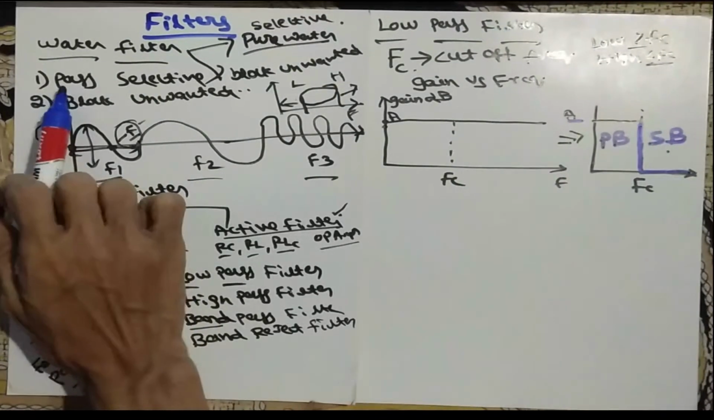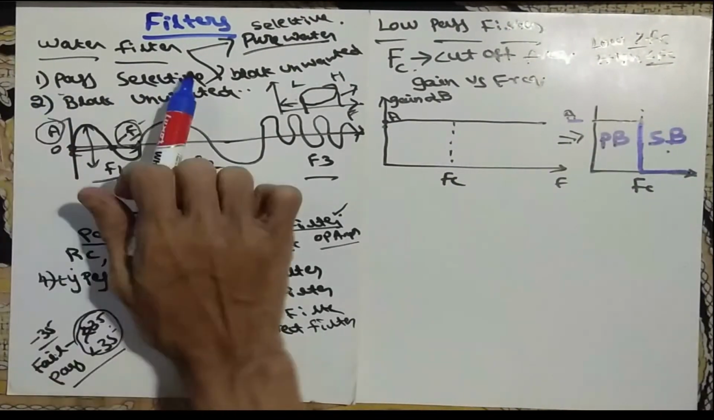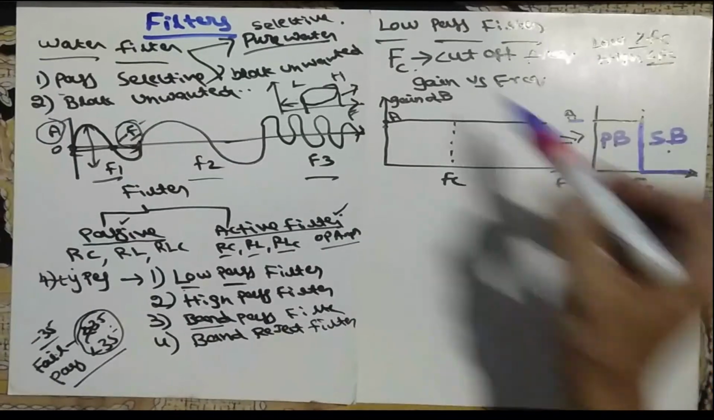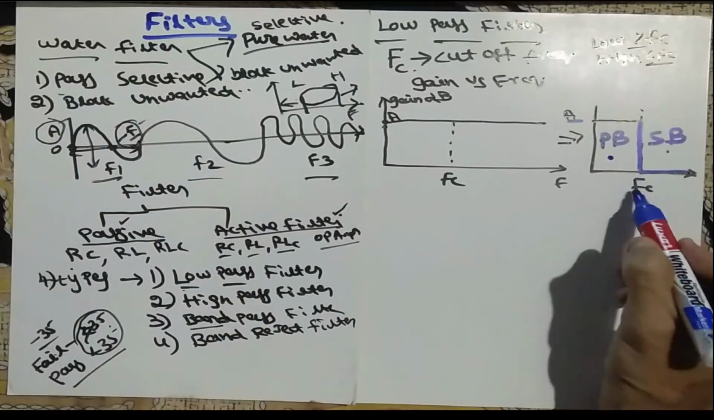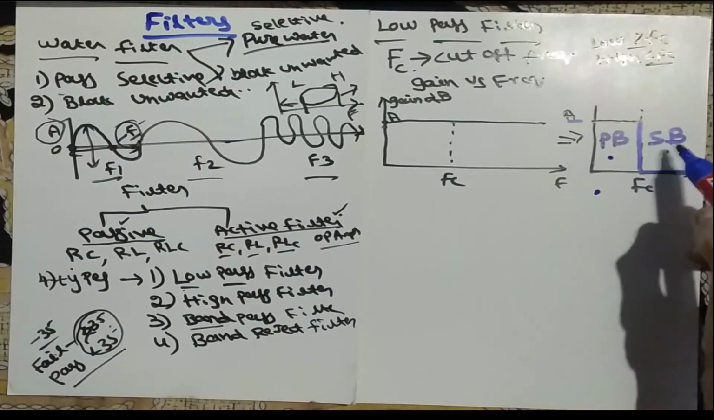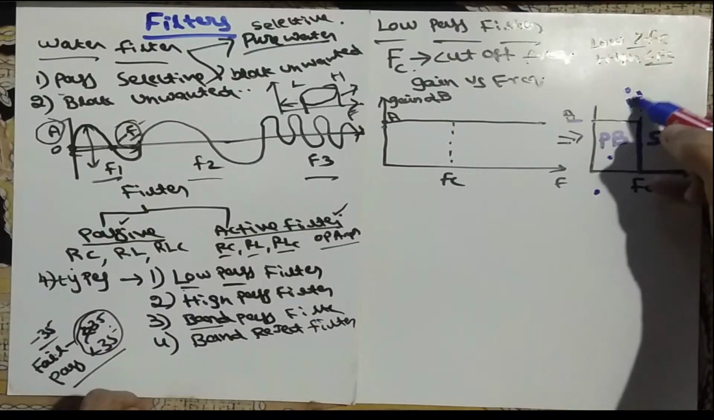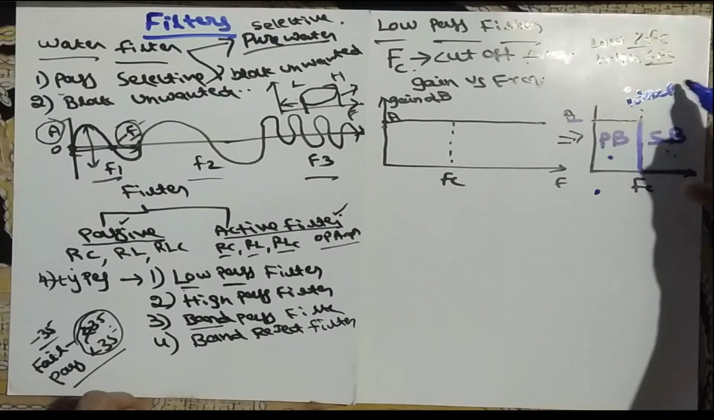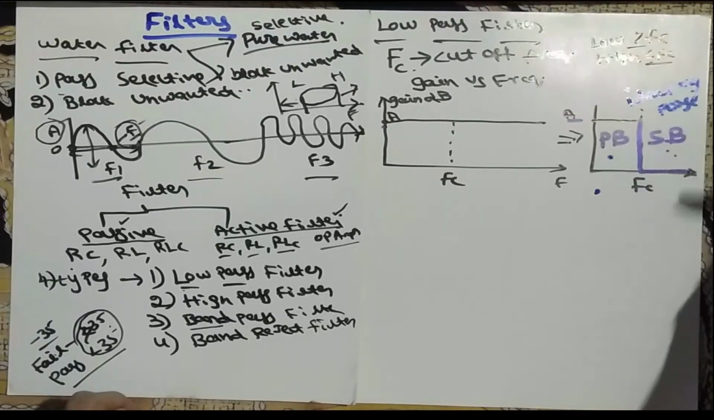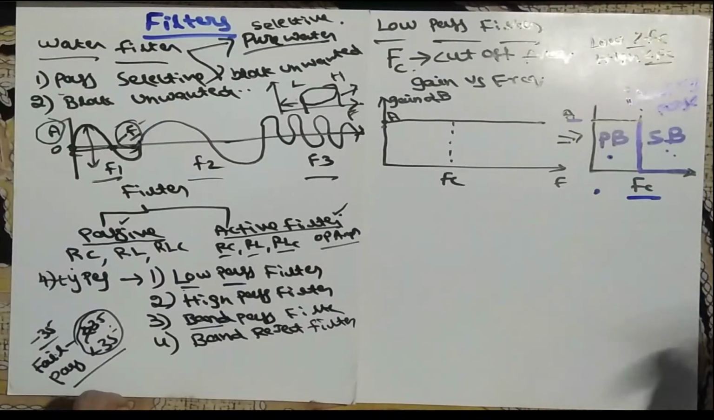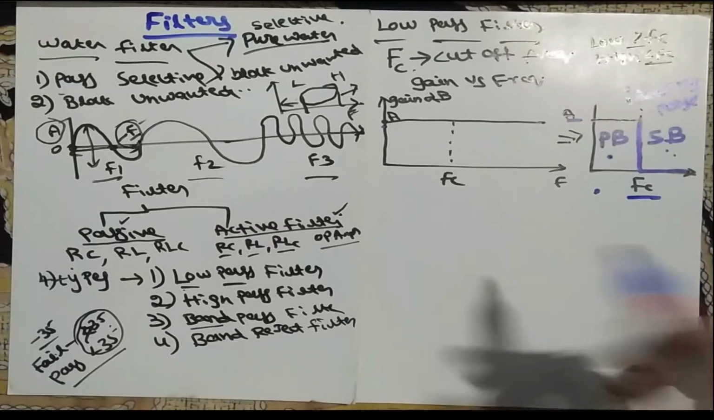Previously we discussed that a filter passes some selectively and blocks unwanted. In the low pass filter, it passes frequencies lower than the cutoff frequency and blocks those higher than the cutoff frequency. This is what we call the ideal response of the filter circuit. Now, how to calculate or design this FC, and which type of components we use for making this one.